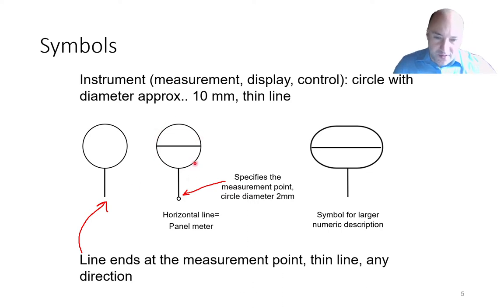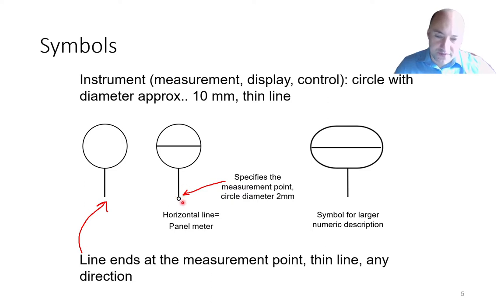There is another symbol that looks like this, and you can see this horizontal line, and this horizontal line is telling me that this is a panel meter. So this will be somewhere on a panel, either directly at the technology or it may be in some control center, and it will usually not have any electrical output signal such as voltage or current, but it will show you on the panel directly what is the value of your variable.